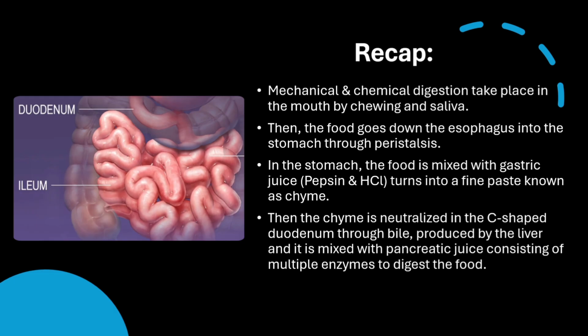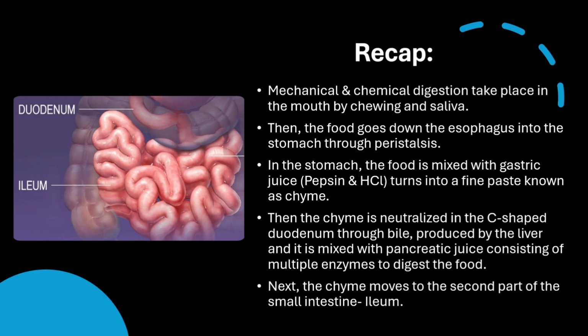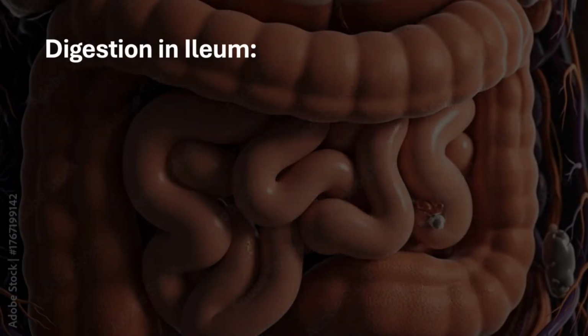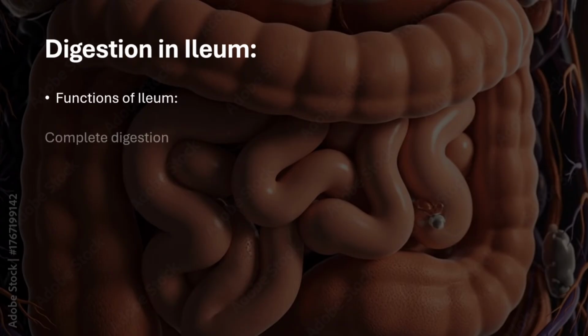Then the chyme is neutralized in the C-shaped duodenum leading into the small intestine through bile, which is produced by the liver, and in the duodenum it is also mixed with pancreatic juice, which consists of many enzymes to digest the food. Now the chyme moves to the second part of the small intestine, which is the ileum. Now let's discuss what happens after the chyme has moved into the ileum. The ileum has two main functions.